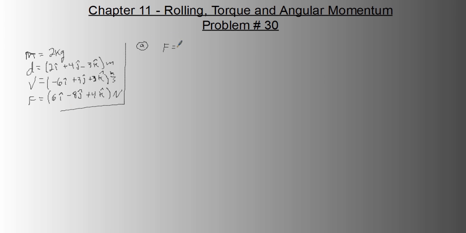Newton's second law, F equals ma. We're looking for a, so divide both sides by m. So a equals F over m. So just divide all of these by 2, because the mass is 2. So this becomes 3i minus 4j plus 2k. So that was easy. And that's meters per second squared.